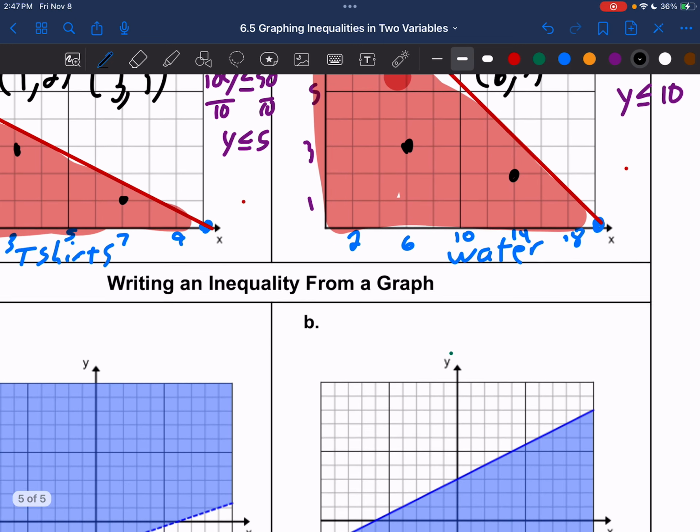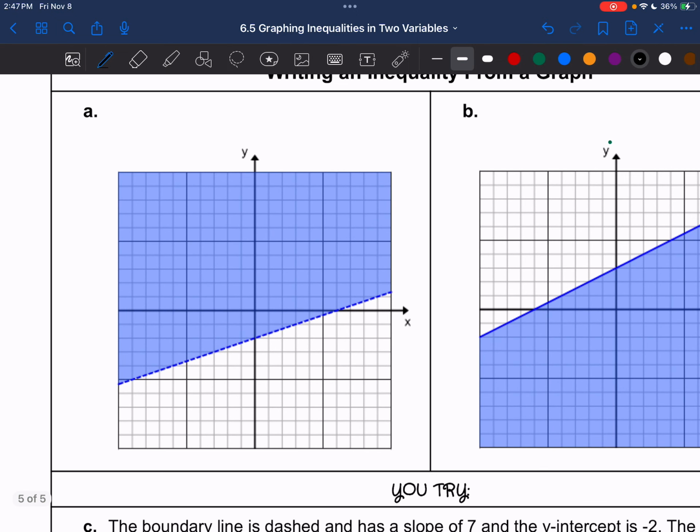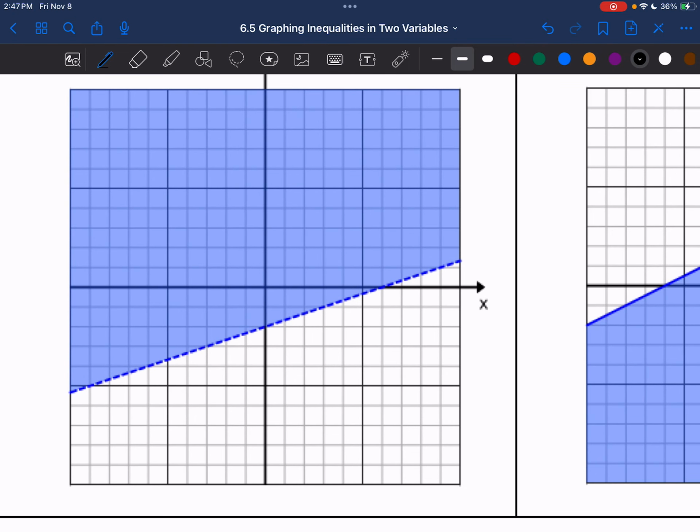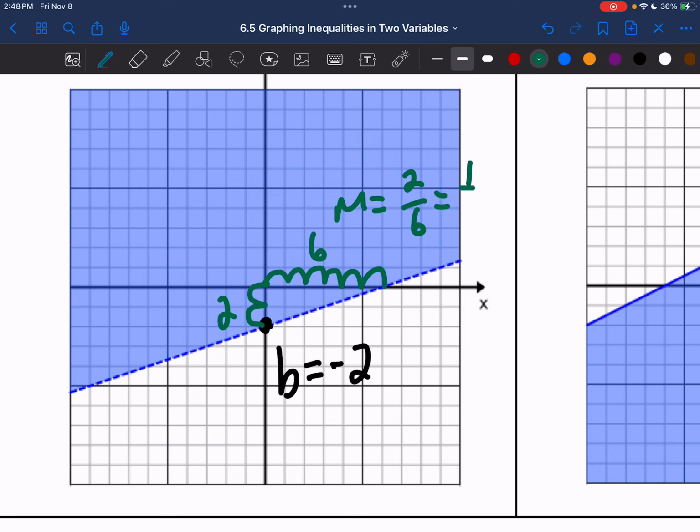next up, we're going to go to write an inequality from the graph. So the way we're going to do this, we are going to first find what is my y-intercept. Where do I cross my y-axis? And that's right there. So our b value is at -2. And I need to figure out what is my slope. So we're going to go up 1, 2, and we're going to go to the right 1, 2, 3, 4, 5, 6. So my slope is 2 over 6, which reduces to 1 over 3.